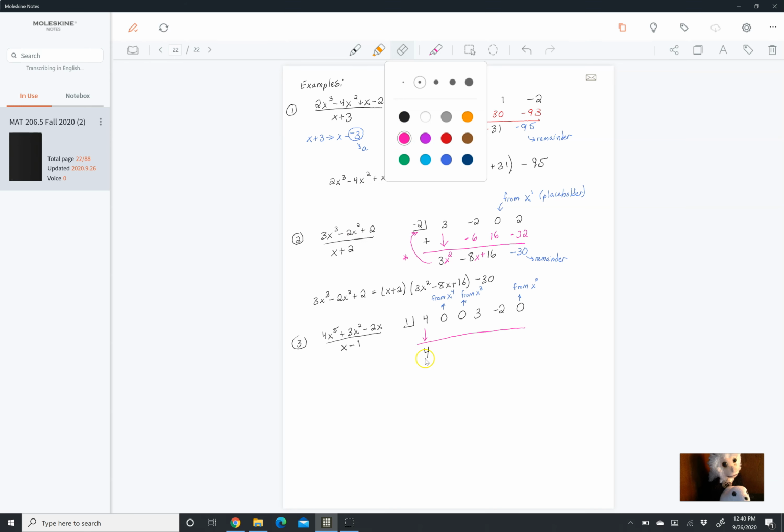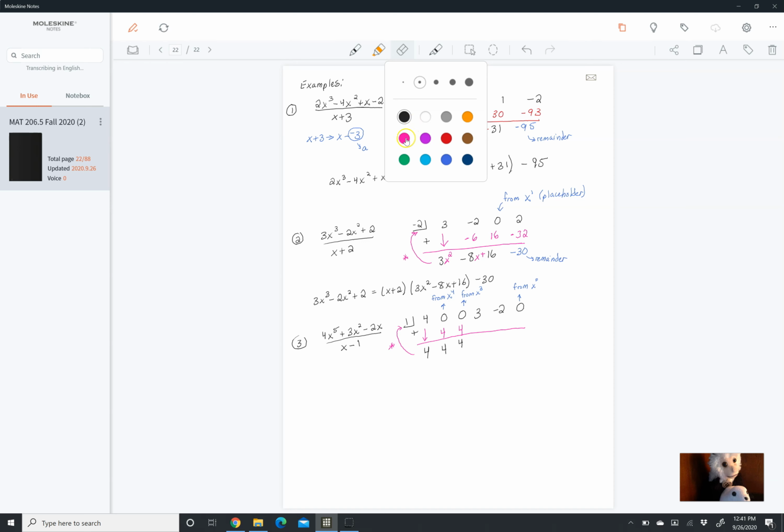And then we take our quotient and we multiply by our divisor, which gives us a 4. And then we add the first and the second row. So 0 plus 4 is 4. Now we keep going. We take this 4 and we multiply it by the 1. So 4 times 1 is 4 again. And then we just add 0 and 4, which is 4.